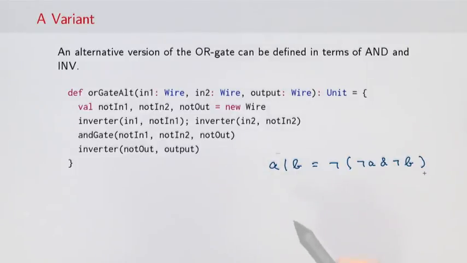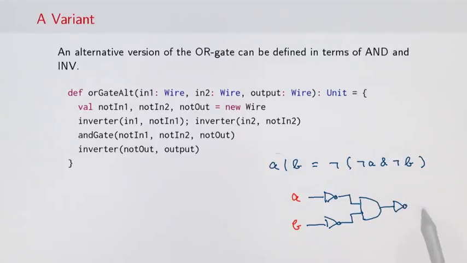We can have a circuit like this one here. We have the A and the B. Then we invert both inputs. We make an AND gate. And we invert the output. So that leads to this circuit here, where we have 3 internal wires, not in 1, not in 2, and not out. We place the inverters and the AND gate, as you see here.